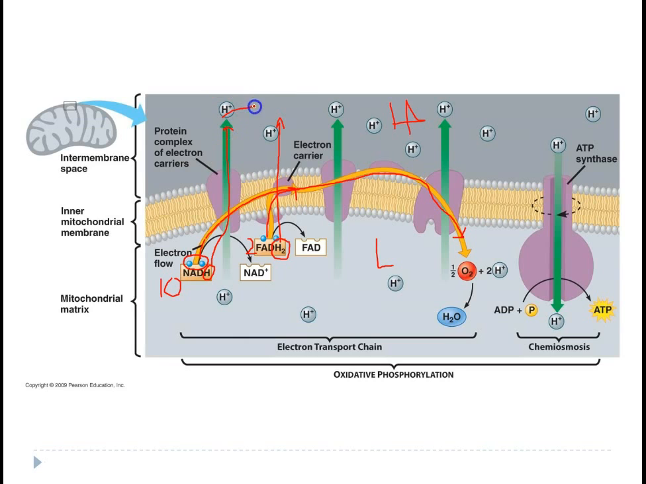So what happens is all these hydrogen ions are going to eventually come to this. And this is an enzyme called ATP Synthase. So we know that anything that ends with an ASE is an enzyme, and ATP is energy, and synth means making.